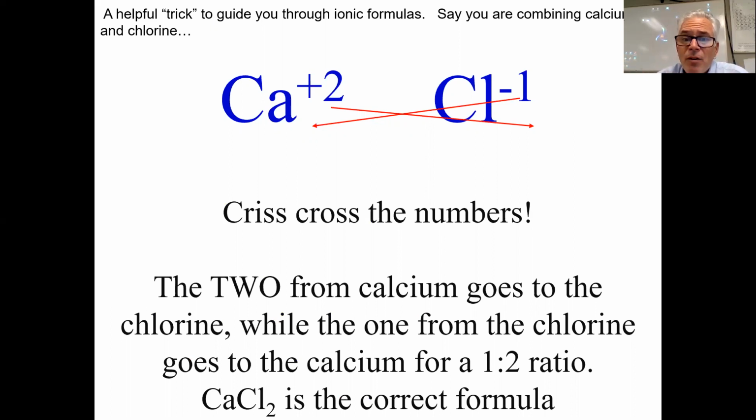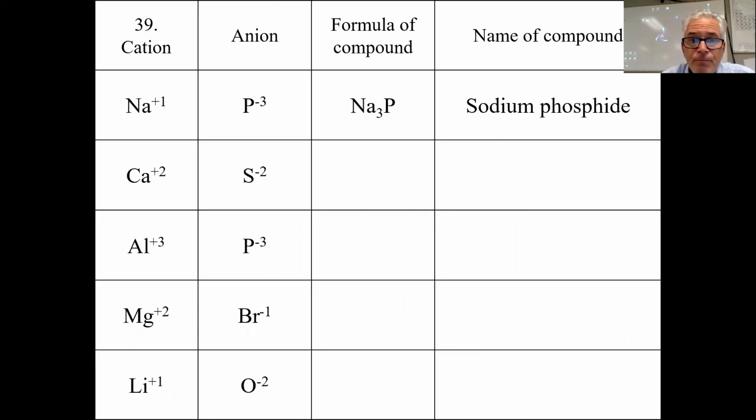If you crisscross the numbers, put the 2 from the calcium with the chlorine and put the 1 from the chlorine with the calcium, you have Ca1Cl2, and we don't write 1, so it's going to be CaCl2 for the correct formula. This is called the crisscross method. I don't want to think about it too hard, but I got to write the formula correctly. Crisscross method. So we're going to do a whole bunch of these, and we're going to name them.